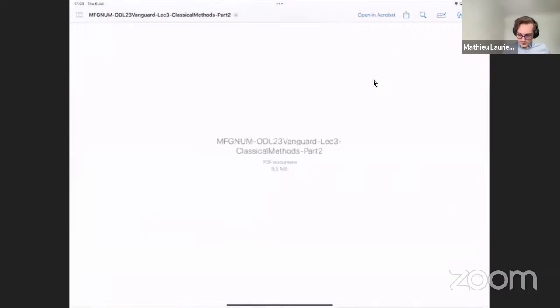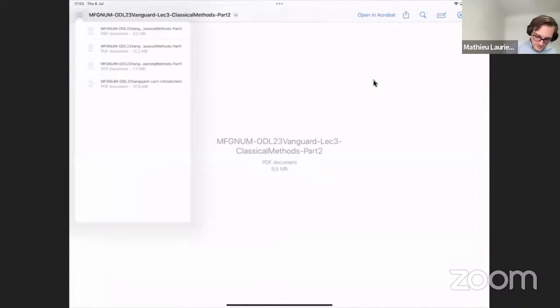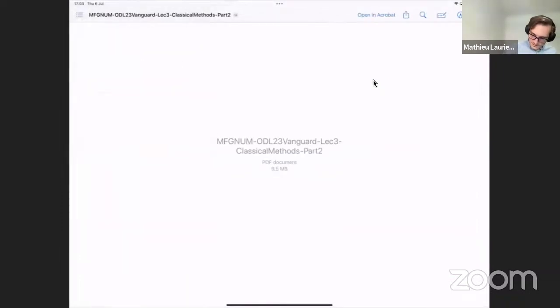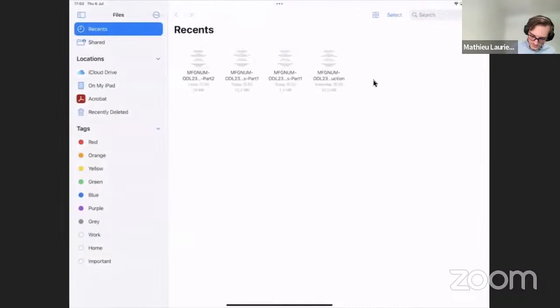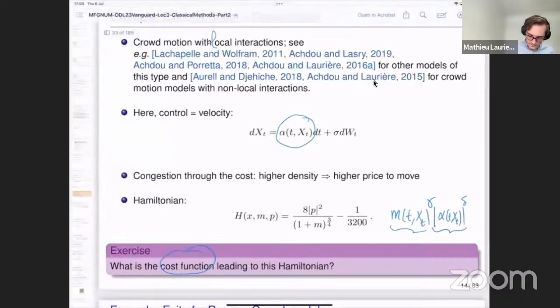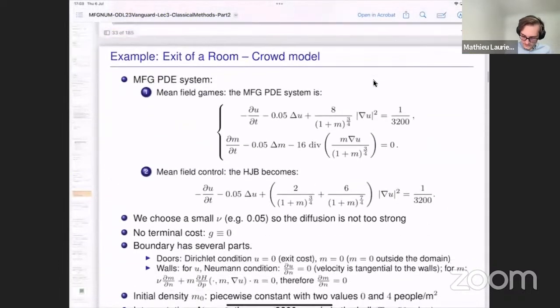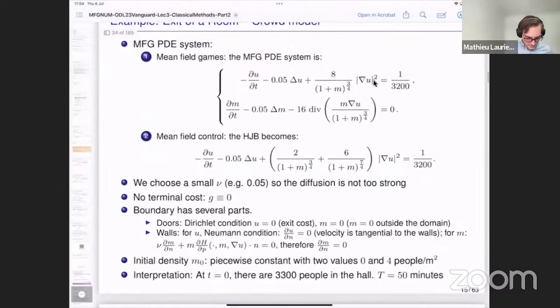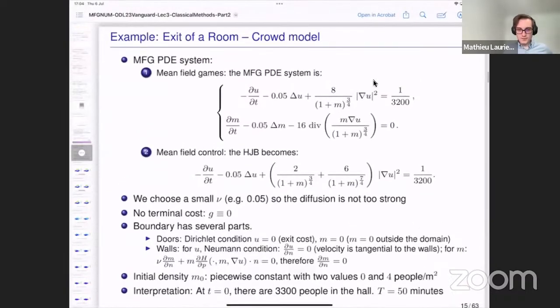Okay, so I think the problem is back. Yes, I think I know what is going wrong. It's probably because I have a video later on, and probably the iPad does not like this too much.